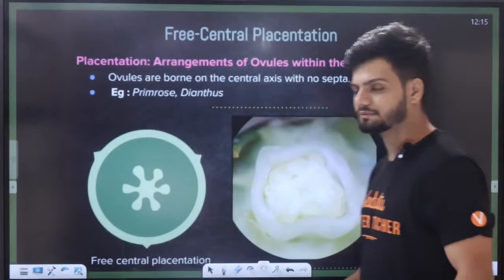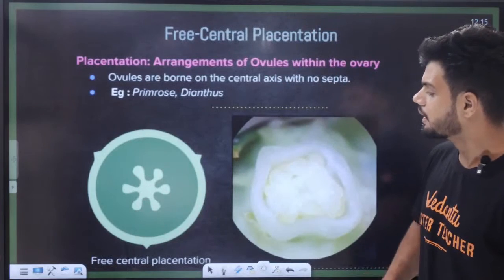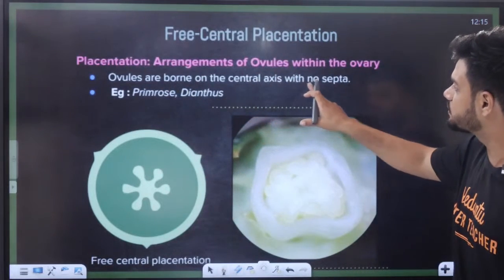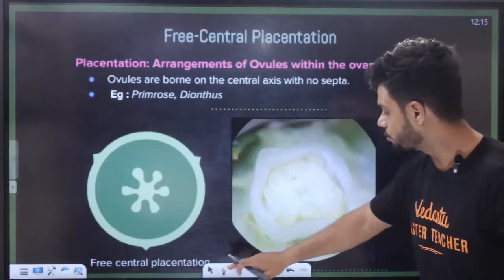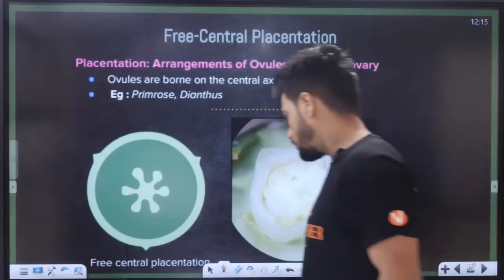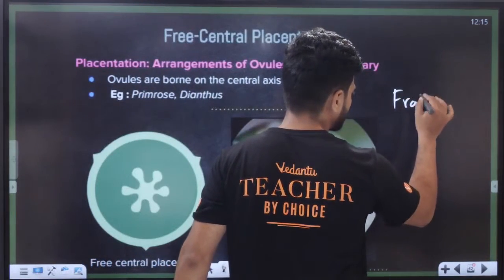Then we have something called free central. In the middle, we have no septa formation at all. Ovules are borne on the central axis with no septa. Can you see? No septa formation. All the ovules are in the center. What is the trick here? The trick is simple.